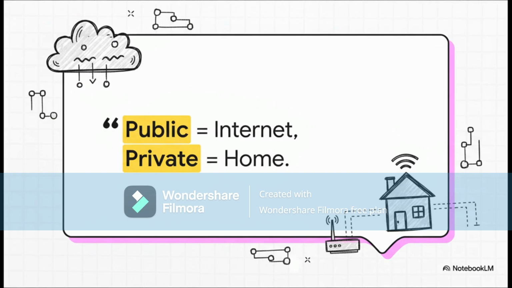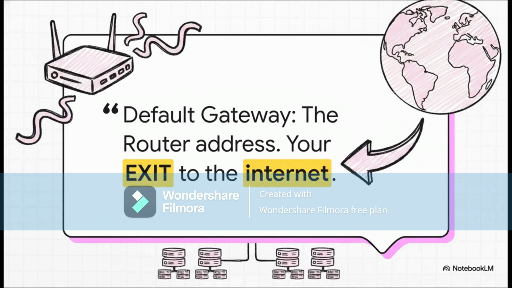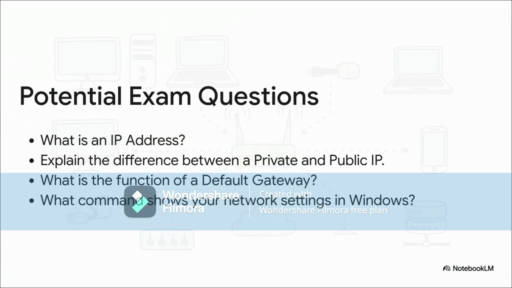Third, the two different types. How do you remember them? Easy. Public is for the internet, private is for your home. And finally, the default gateway. What is that? It's your router's address, and it is your one and only exit to the internet. And hey, to really help you focus your studying, these are the exact kinds of questions you can probably expect to see on your exam. If you can answer these, you're in great shape.